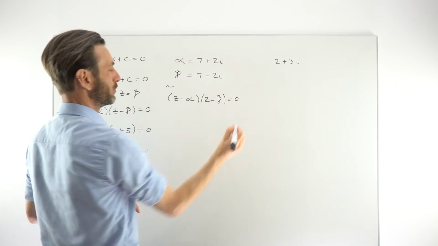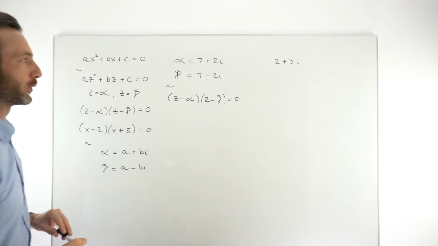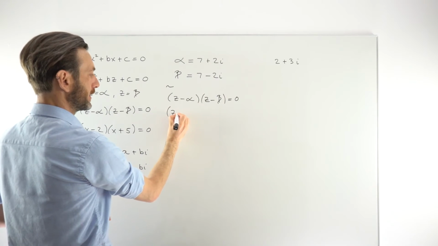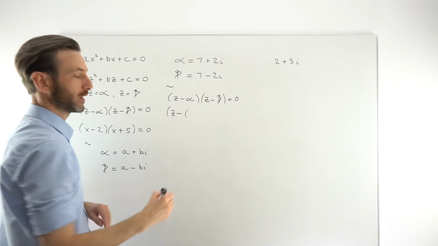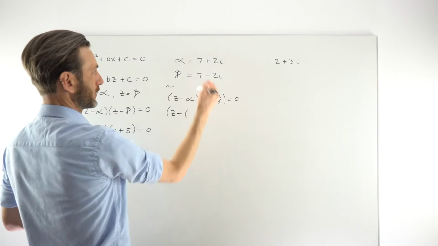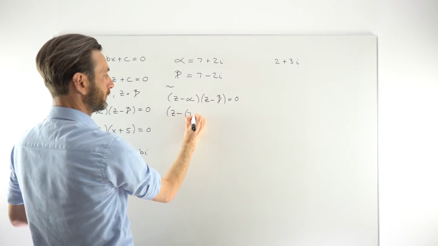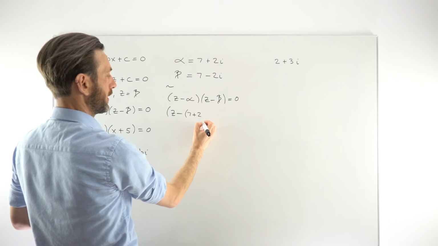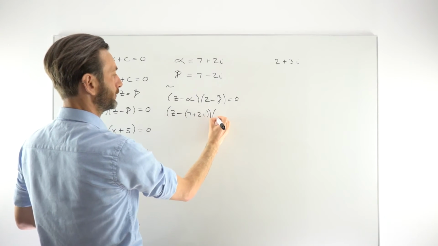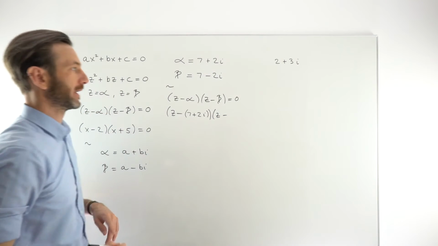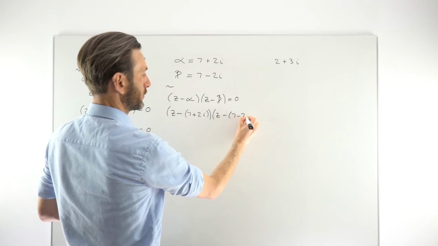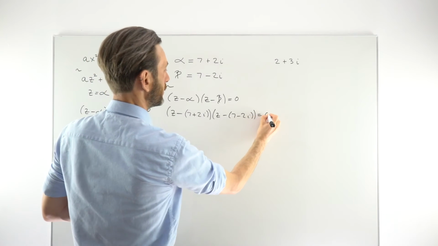equals 0. That's a form of the original quadratic equation that we're looking for, but we know what alpha and beta are, so we can write this as z minus. Now, just be sure to use an internal bracket here, because this expression has two terms. So z minus (7 plus 2i) in a bracket. And then similarly for this one, z minus the beta, which also needs to be bracketed off. So (7 minus 2i) equals 0.